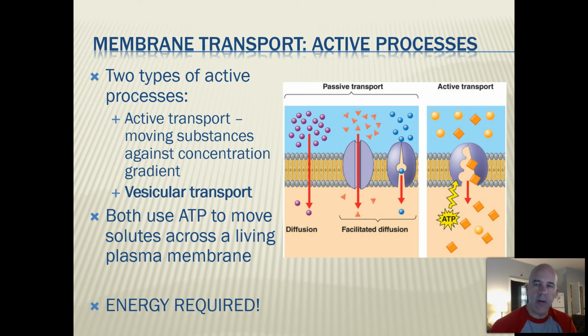All right, so those are the different types of passive processes by which substances can move across the cell membrane. I'm going to split this video lecture clip into two parts, and on the second one we'll talk about the active processes that require energy for moving substances across a cell membrane.